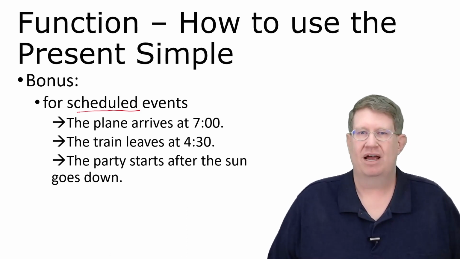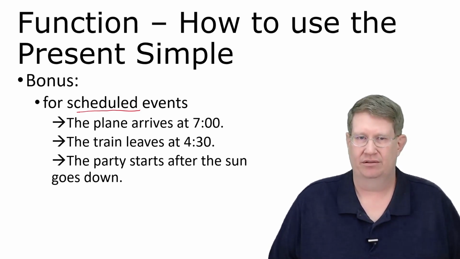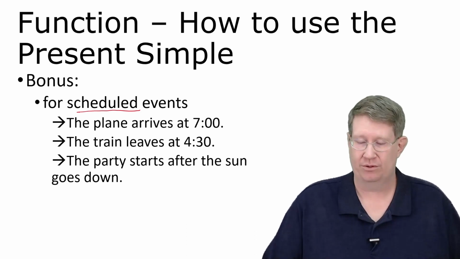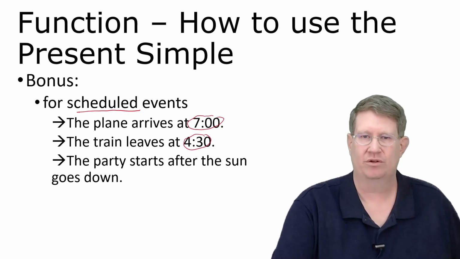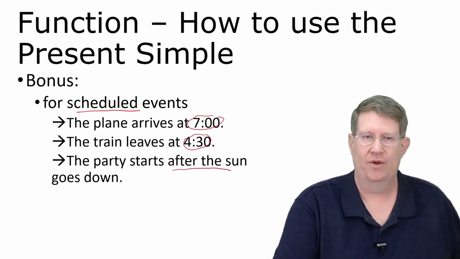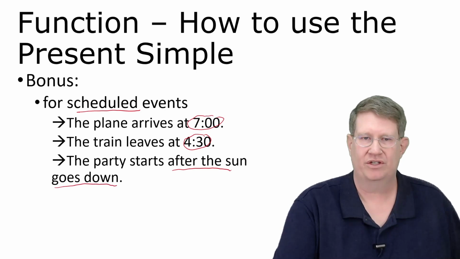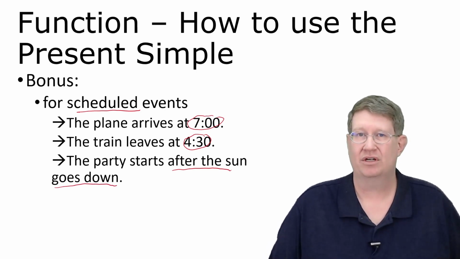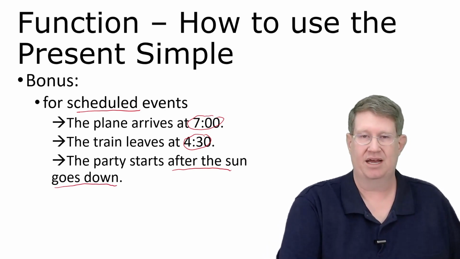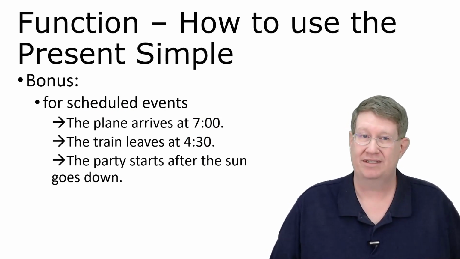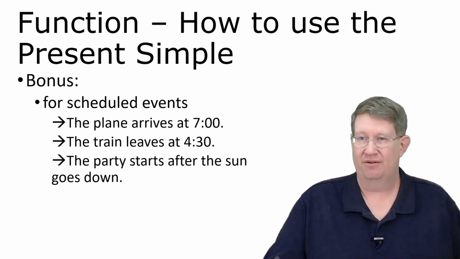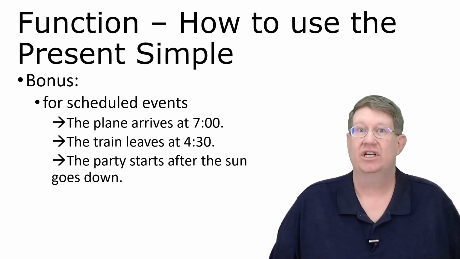The plane arrives at 7 o'clock. The train leaves at 4:30. Those are both very specific times on the clock. Okay, look at this next one though. It's quite different. The party starts after the sun goes down. It's not a specific time on the clock, but we can still understand that as being a time in the future. Okay, so we can use the present simple to talk about the future when we're talking about scheduled events.